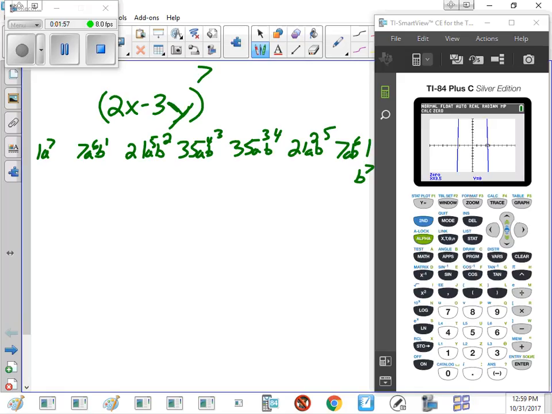So we say that A equals 2x and B equals 3y, and then what do we do with that negative? The first one's always positive, and then it just alternates: plus, minus, plus, minus, plus, minus, plus, minus. Does everybody understand that? Now I can plug in my x's and my y's. So 1 times 2x to the 7th. And always put your A in parentheses with the exponent on the outside.